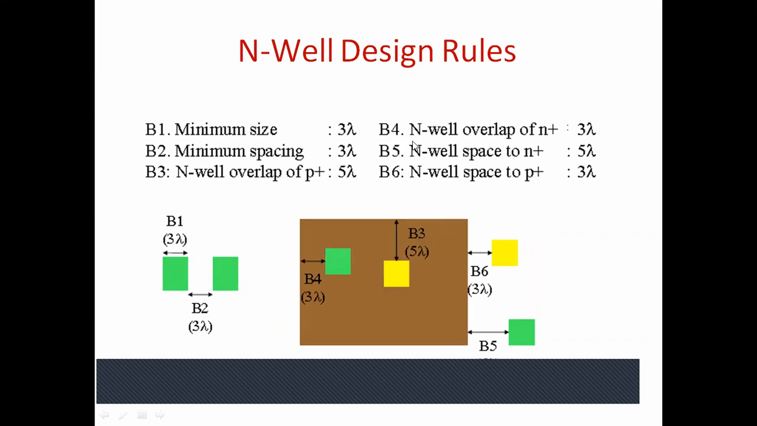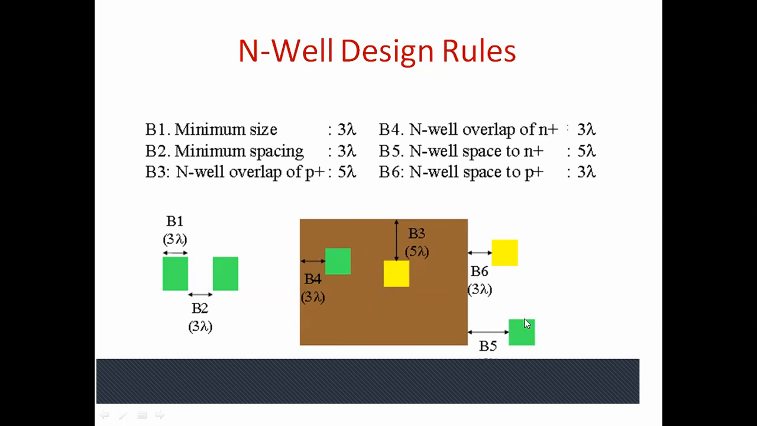Then the B4 rule. So what is B4? B4 is the N well overlap of N plus. If I am taking an N plus contact, because we take a substrate contact, that has to be 3 lambda. But if it is P plus, how much does it have to be? 3 lambda, 5 lambda. Then B5, what is B5?